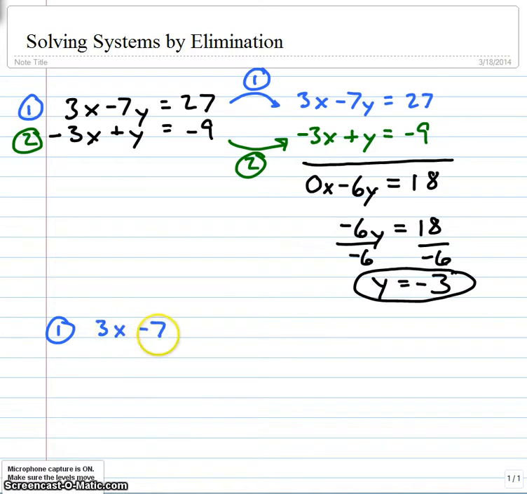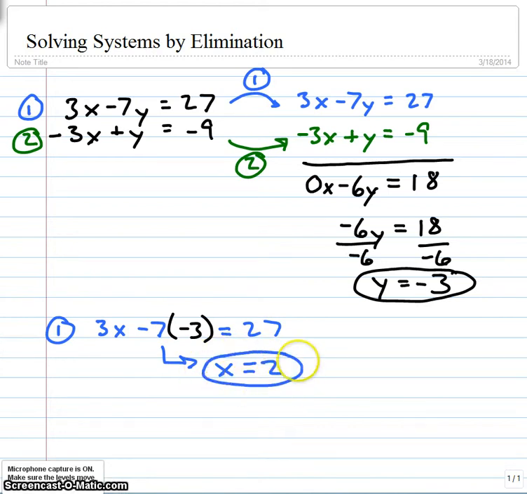Negative 3x minus 7, and I've got a y here. So instead of a y, I'm going to substitute this back in. And then I get equals 27. And if I solve this for x, I would get x is equal to 2. And now my final answer is going to be my x coordinate, comma, y coordinate. This is the point of intersection for these two lines. So they're going to cross each other when x is 2 and y is negative 3.